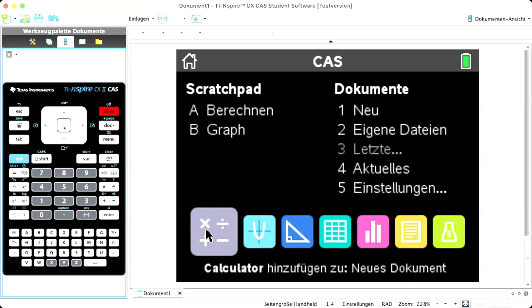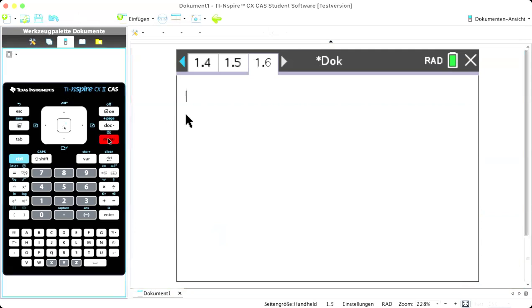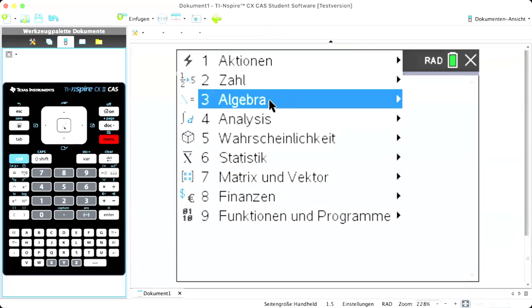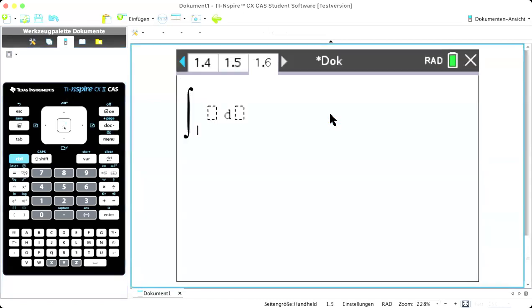So the first one is the calculator. This is the one you definitely need to calculate the test statistics and so on. And maybe additionally, you want to solve an integral or an equation. So you go to the menu button, and the fourth, analysis, you see already the integral sign. Integral, you can here, for example, I have a continuous distribution density function from 0 to 3.